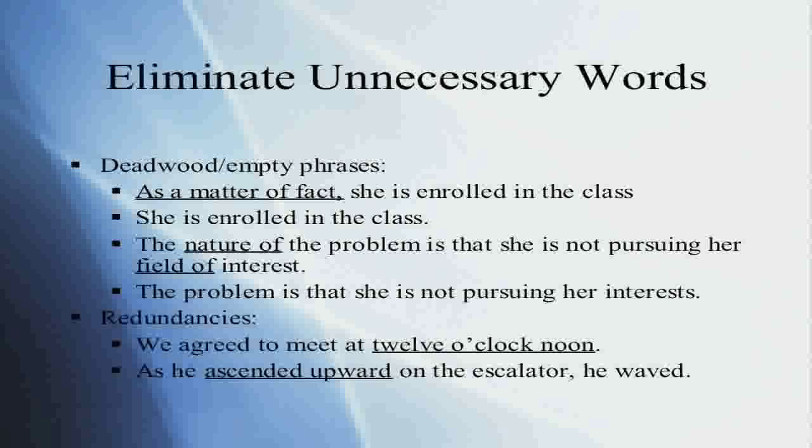Redundancies are phrases that repeat information unnecessarily. For example, 12 o'clock noon is a redundancy because noon is 12 o'clock. Sometimes redundancies occur because the writer doesn't really understand what a word means. For example, as he ascended upward on the escalator, he waved. Ascended means to move upward, so ascended upwards is a redundancy.